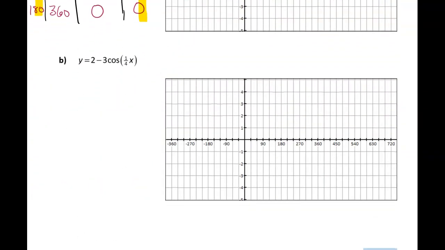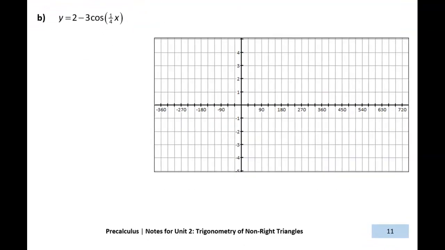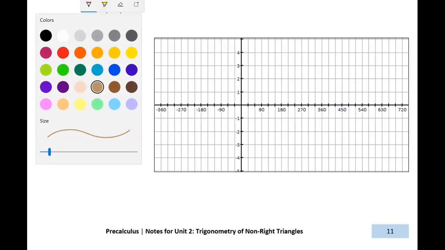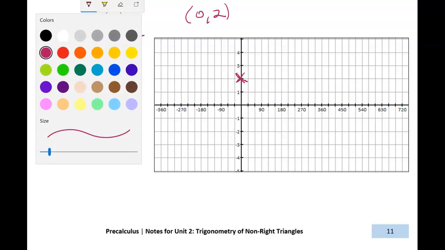All right, let's check out the next one. y equals 2 minus 3 times the cosine of 1/4 x. So you may want to even rewrite the function as -3 times the cosine of 1/4 x plus 2. So our new origin is going to be the point (0, 2), and we can mark that one off right here. That's because we don't have anything subtracted or added on the inside of the cosine.